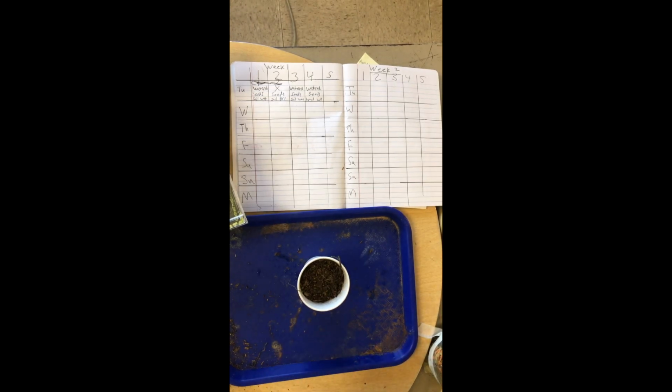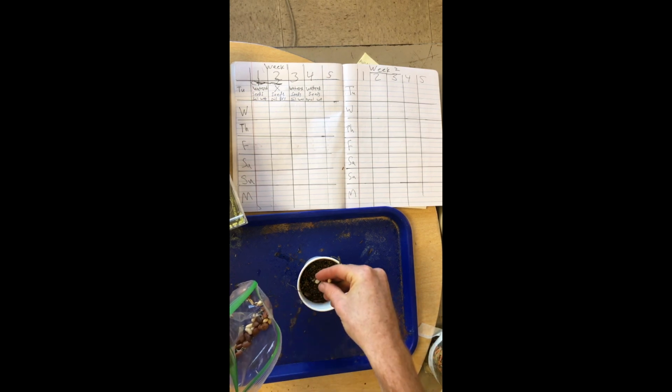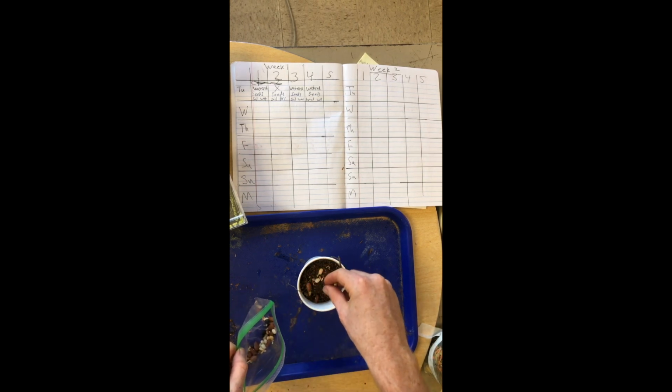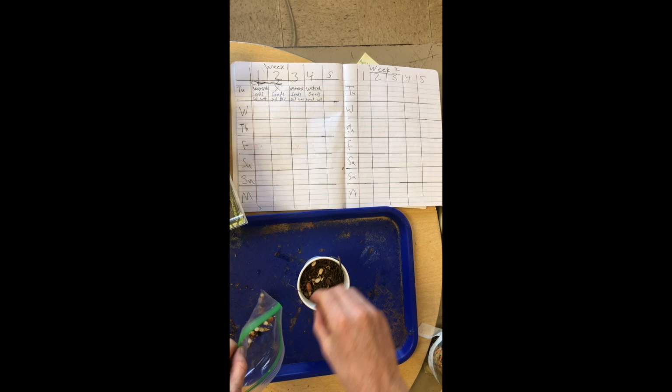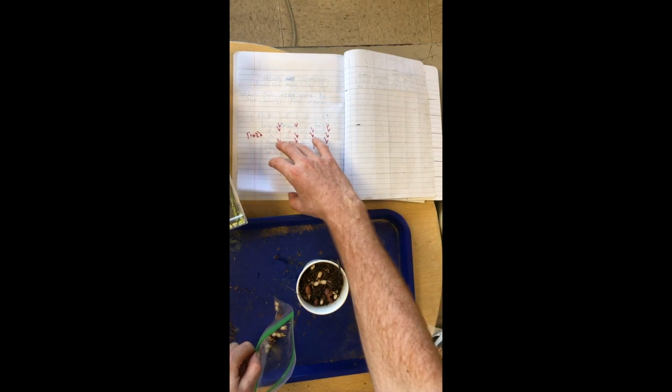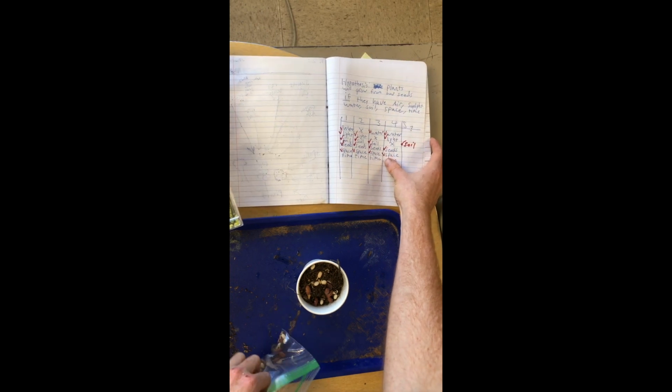Okay? So what I'm going to do is basically the same thing that I did with my other seeds. I'm just going to put these other random seeds, a whole bunch of different kinds, to see if they'll grow. So the thing that I'm changing for cup number 5, if I go back over to here, I don't need to use all the seeds.